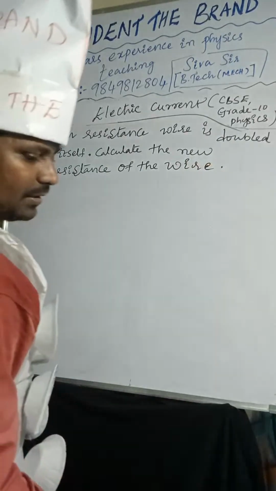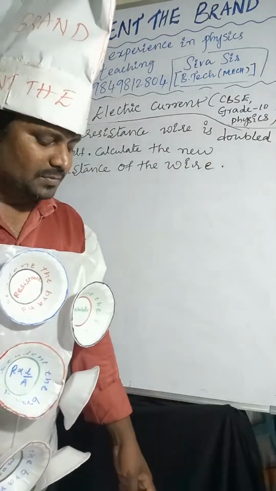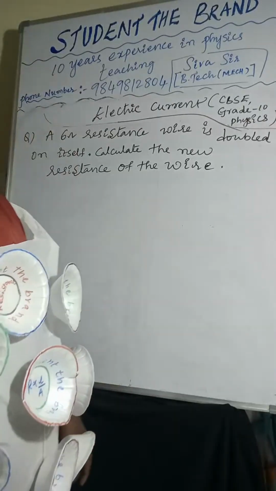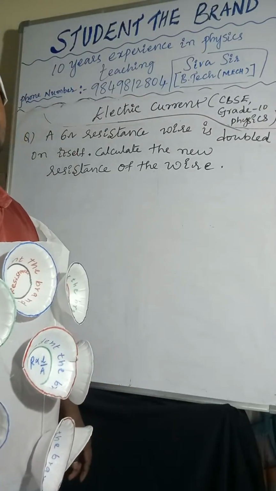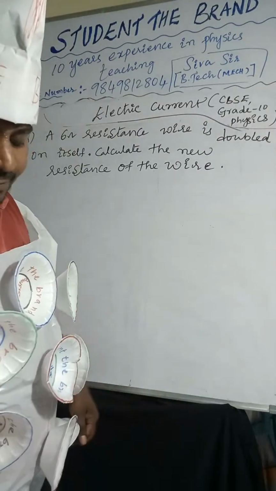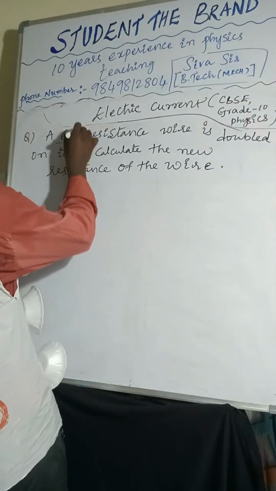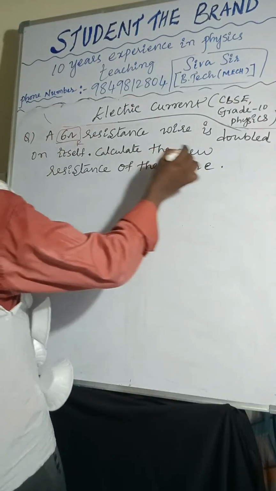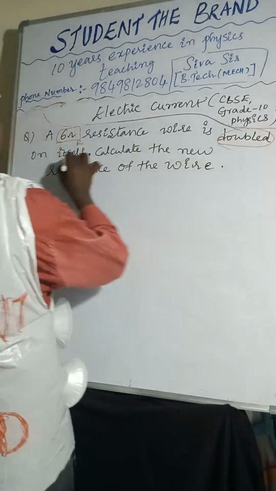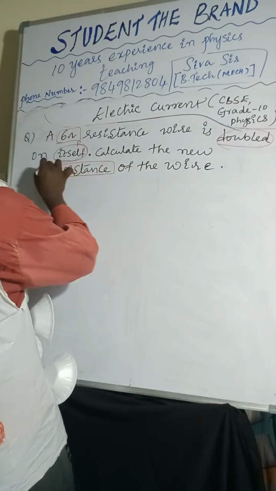How to do this problem? It is a very important question. Can anybody say how to do it? Here you can observe, first you have to check. A 6 ohm resistance, so R is given. Doubled on itself. Calculate the new resistance of the wire.